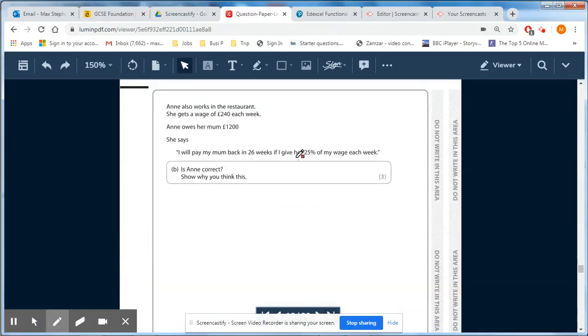So the next question is about percentages of money. So Anne works in a restaurant and she earns a wage of £240 each week. She owes her mum £1,200 and she says that she's going to pay her mum back in 26 weeks if she gives her 25% of her wage each week. So there's a few different ways of finding 25%. One way of doing it would just be to say that you know that 25% is equal to a quarter. So I could just divide our wage by 4 and go that way.